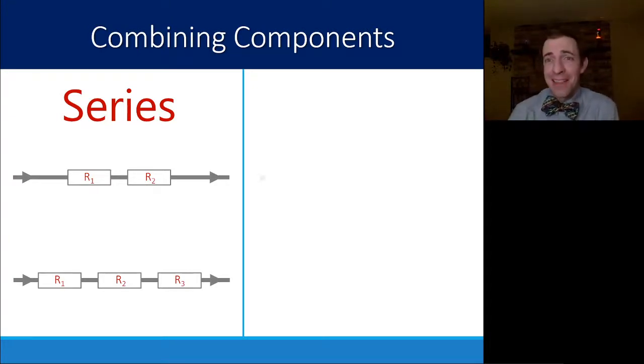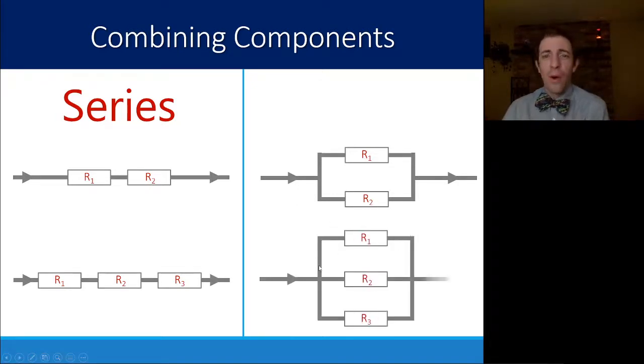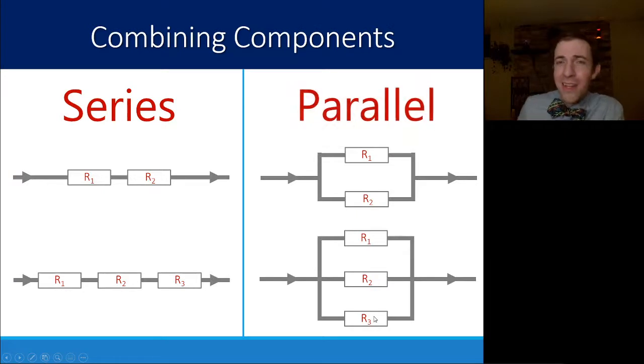Another way that you can connect them is in separate branches. Here we can do R1 and R2 on their own pathway, or you can keep adding pathways, R1, R2, R3, and so on. We call this a parallel circuit.